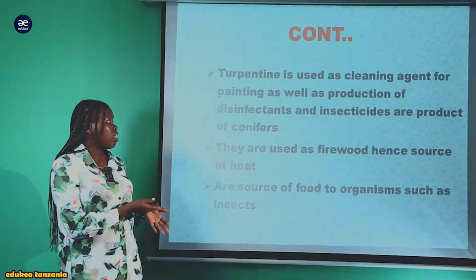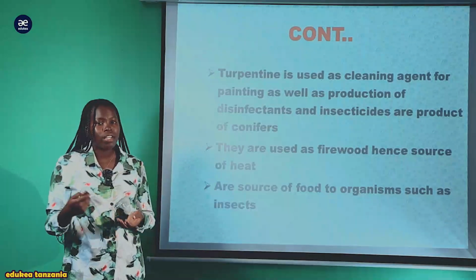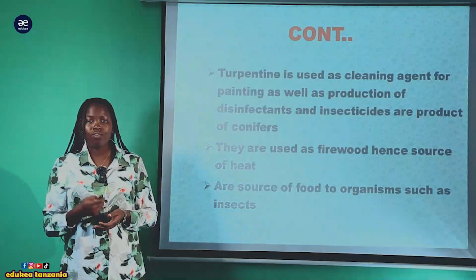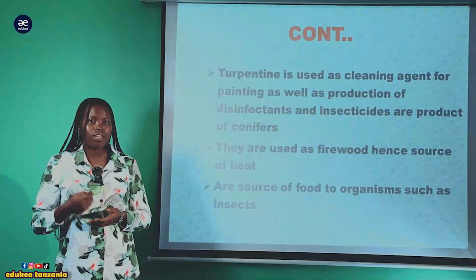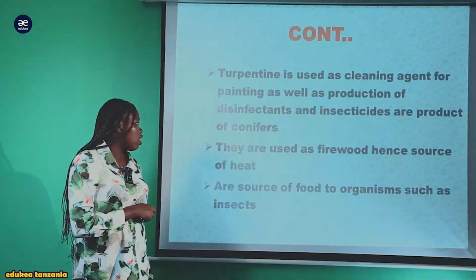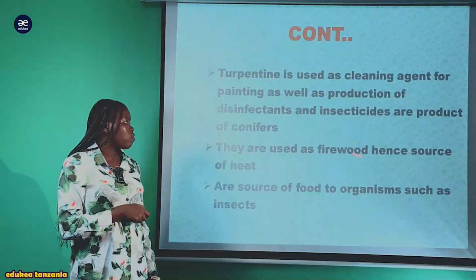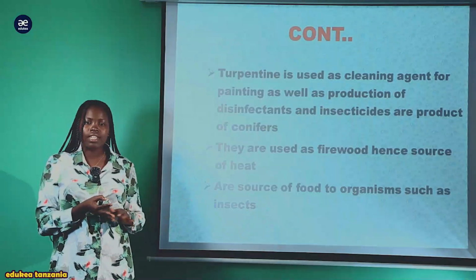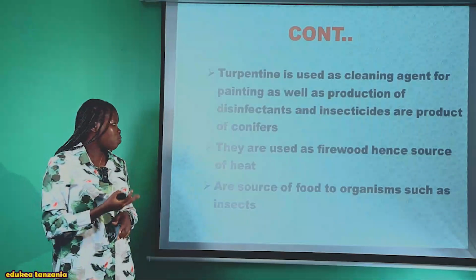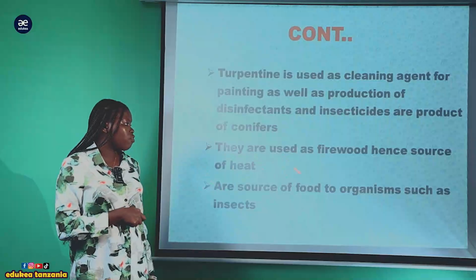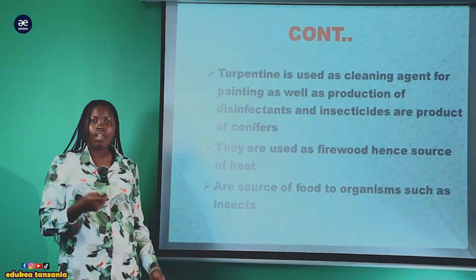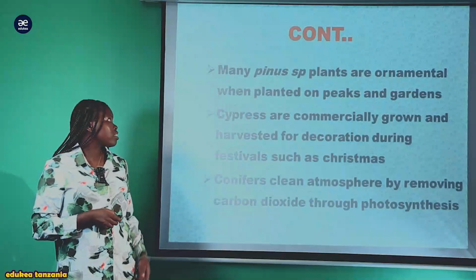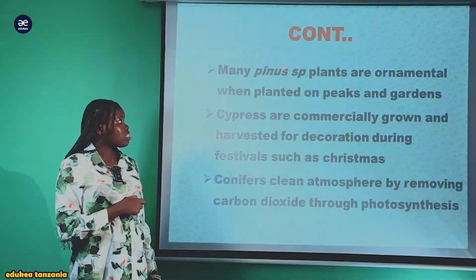Also they are used as firewood, hence source of heat. Vile vile viberiti tunavitengeneza kutoka katika this softwood coniferous plant. Vile source of food to organisms such as insects. Vile vile conifers inatumika kama source of food for insects. Also many Pinus species plants are ornamental when planted on peaks and in gardens. Vile vile tumia kama urembo. Kwa mfano ukienda katika garden, ukienda milimani, inatumika kama urembo, inakuwa inavutia ikitengeneza ile evergreen.